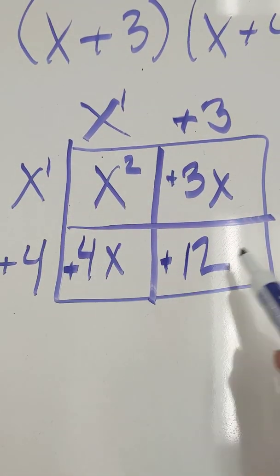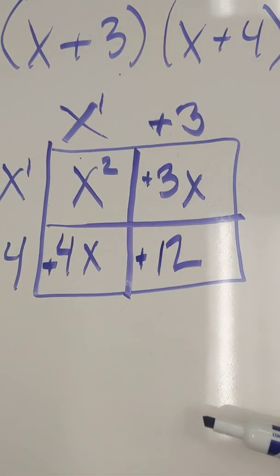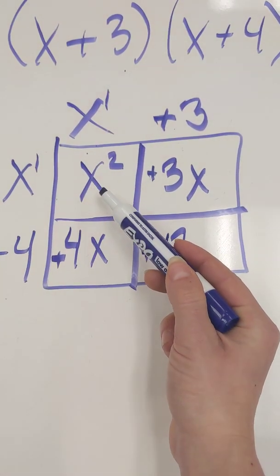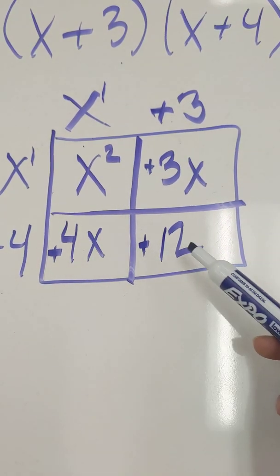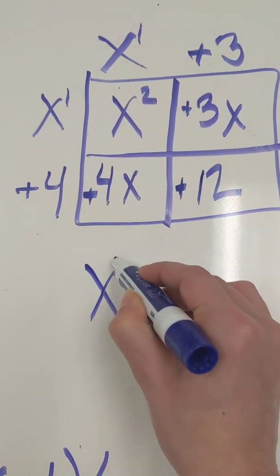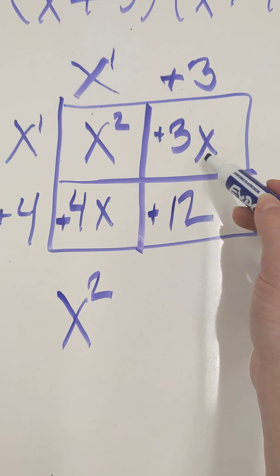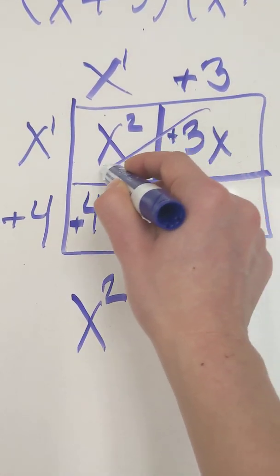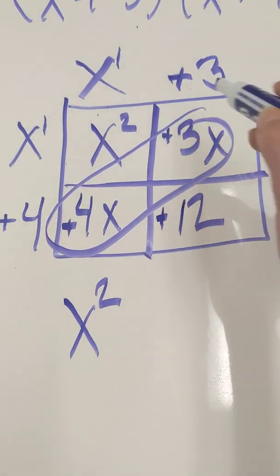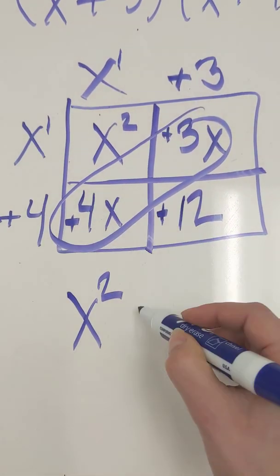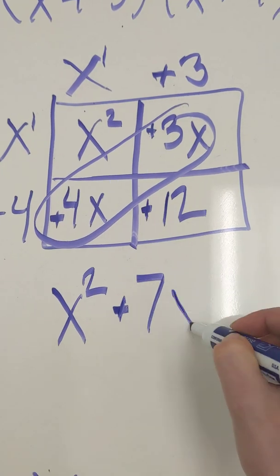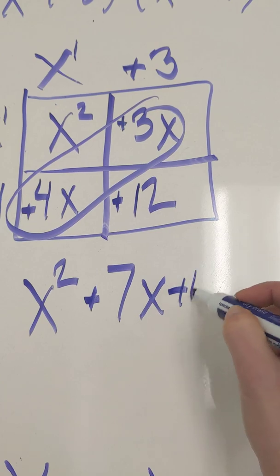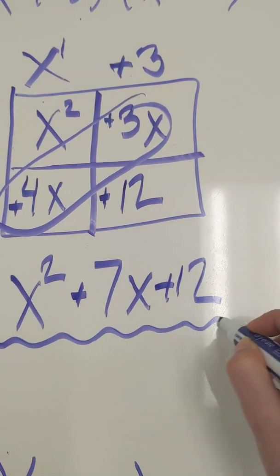Now, the entire box, this entire rectangle, is our area. So what you're going to do is combine like terms. We have an x squared, no like term, so x squared. I have a 3x, and 4x is a like term, so these two need to get combined. 3x plus 4x, 7x. Remember, adding, we don't change the exponents. And then plus 12. And there's your answer.